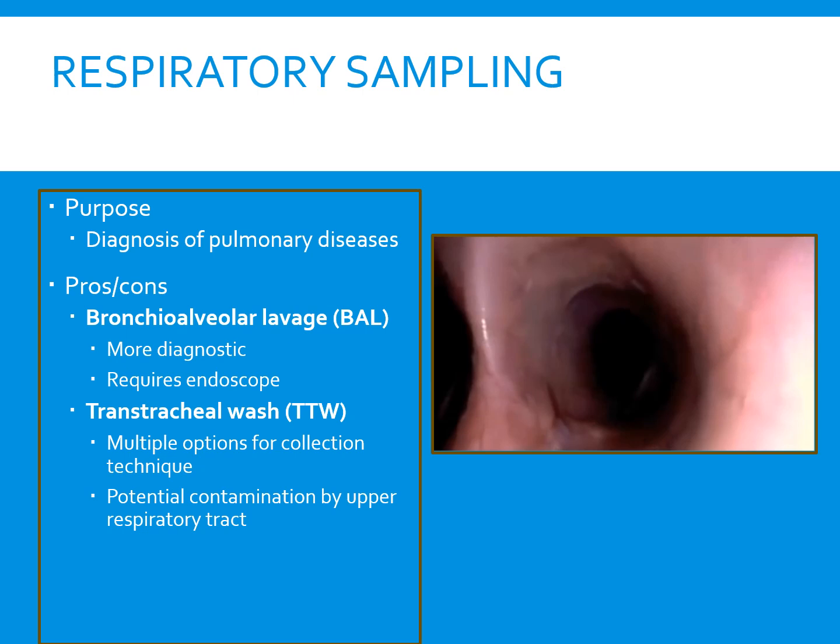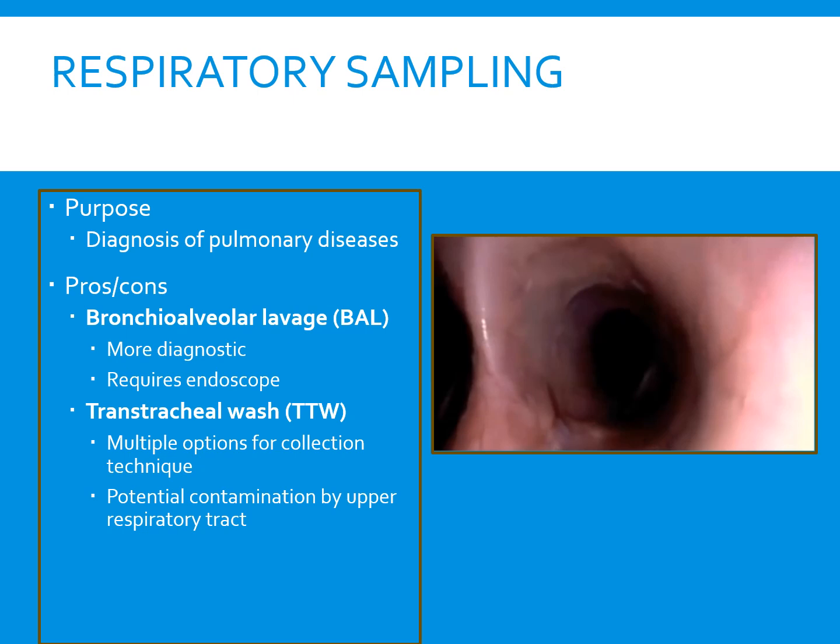And these samples are considered more diagnostic. There's less of a chance for them to get contaminated because we're collecting samples directly from the inside of the respiratory tract. A transtracheal wash allows more options because a transtracheal wash can be done 3 different ways.